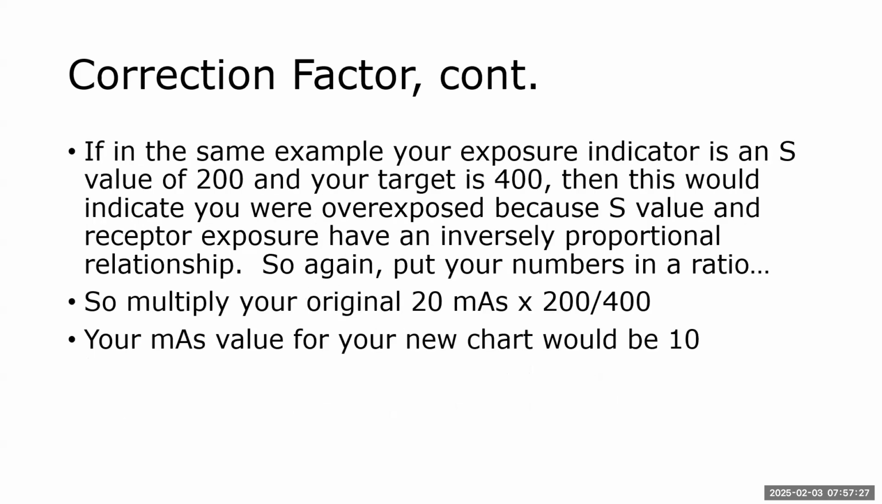So in the same example, your exposure indicator is an S value of 200 and your target's 400. Then this would indicate you were overexposed, because S value and receptor exposure have an inverse relationship. So again, like I just said, you would put the ratio in an inverse relationship and solve for X. So your value for your chart would be 10 in this case.